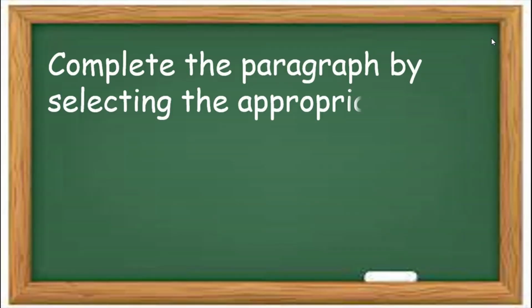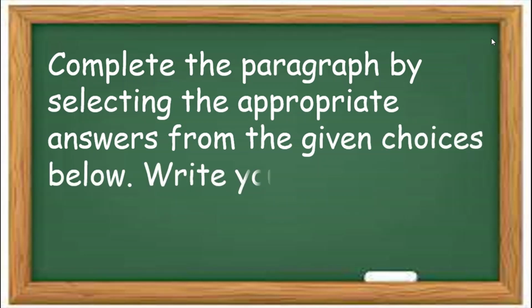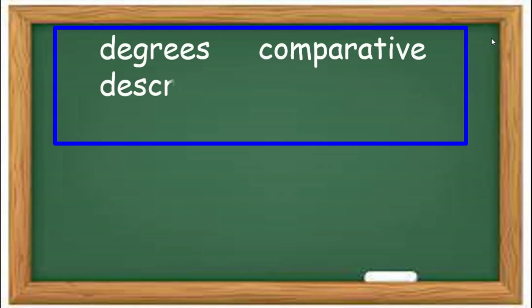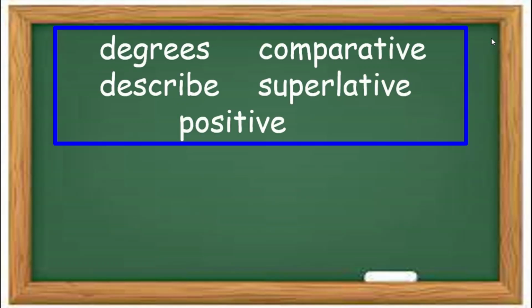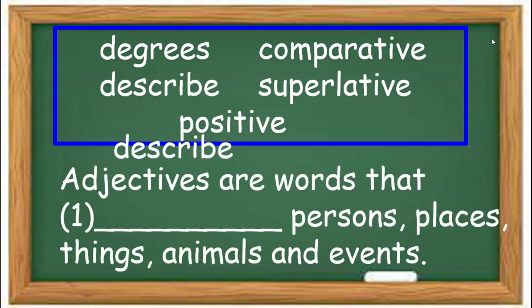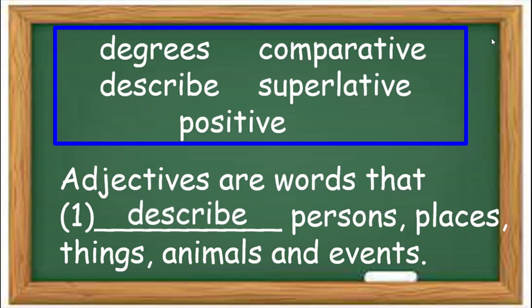Complete the paragraph by selecting the appropriate answers from the given choices below. Write your answers in your notebook. Choices: words, degrees, comparative, describe, superlative, and positive. Adjectives are words that describe persons, places, things, animals, and events.